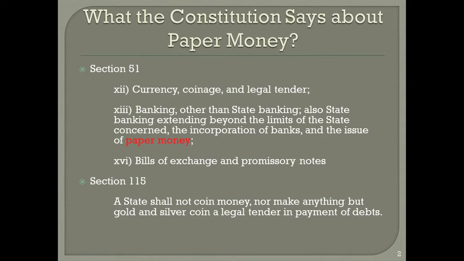And then finally, subsection 16, bills of exchange and promissory notes. Taken from the fact that these instruments are noted separately from those referring to paper money, currency and legal tender, it would be fair to say that these are creatures altogether distinct and don't really play into this debate. Finally, and perhaps most damning for those advocating that the Constitution permits a fiat currency to prevail, is section 115 of the Australian Constitution. It provides, "A state shall not coin money, nor make anything but gold and silver coin legal tender in the payment of debts."